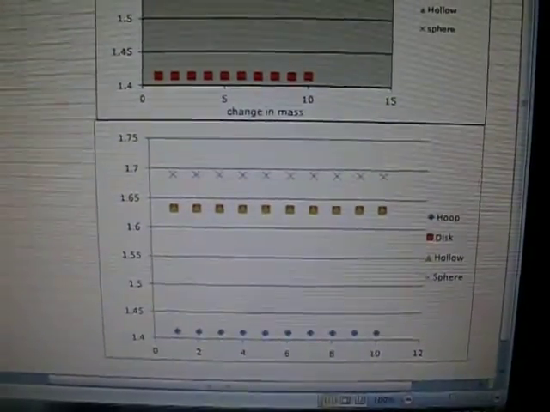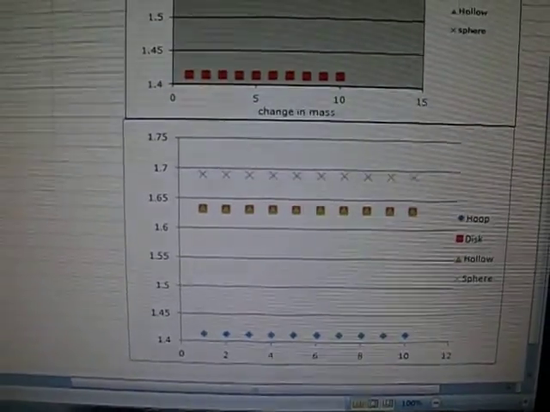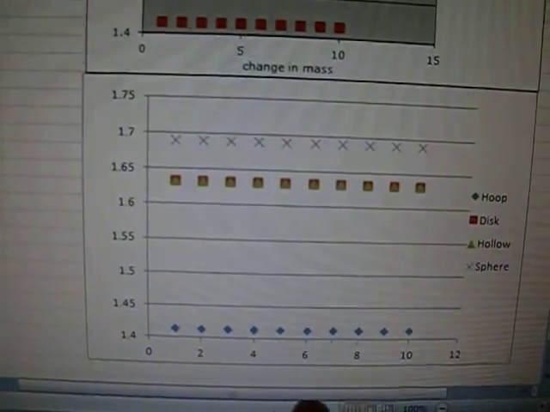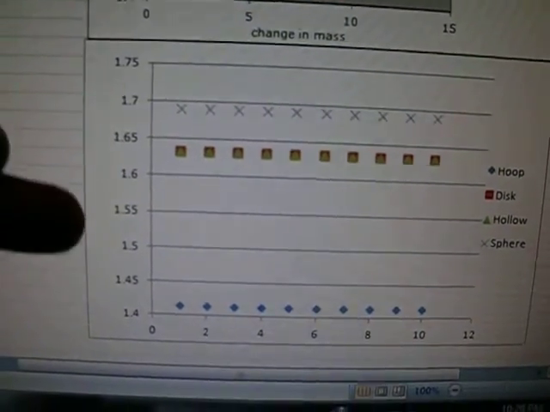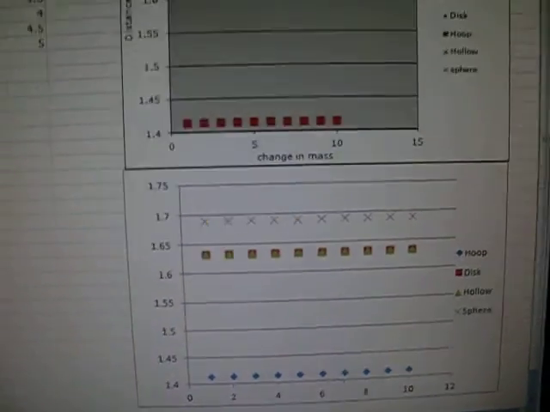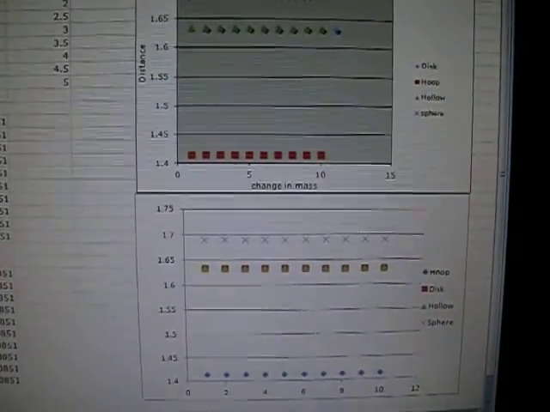Alright, now here's the one on the bottom. The graph on the bottom is changing the radius, with radius on the bottom for my x values and the distance as my y values. You can see how those values are exactly the same when they're plotted on the graph.